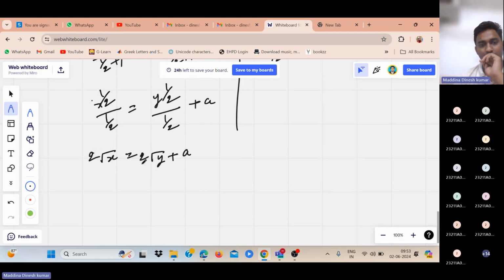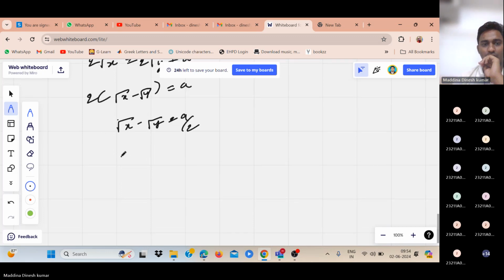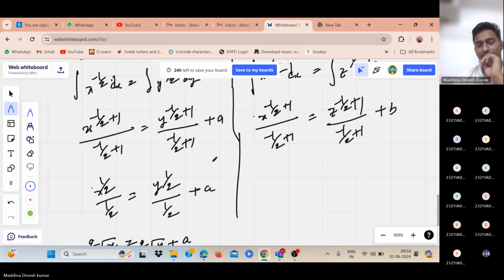So here 2 is taken outside, then transferring y from the right hand side to the left hand side, you will get root x minus root y equal to a by 2. So this a by 2 I am going to assume as some a1. So root x minus root y equal to some a1. Okay. That's it.